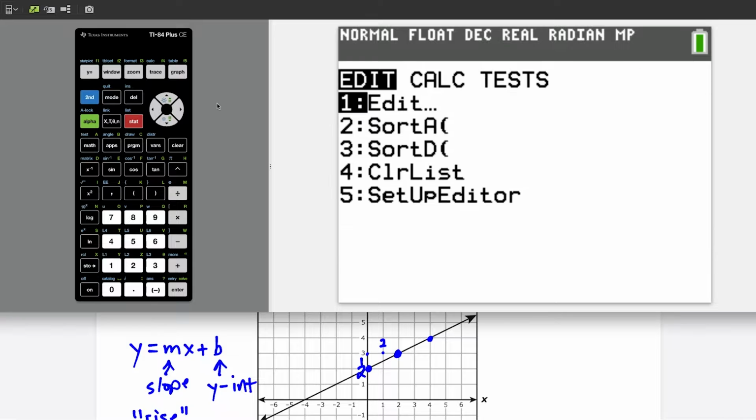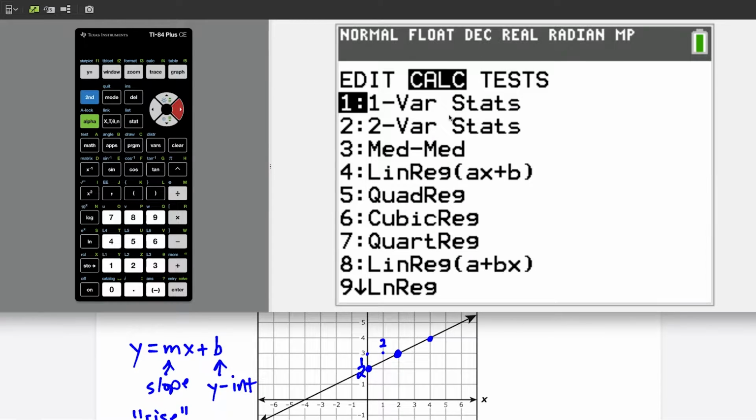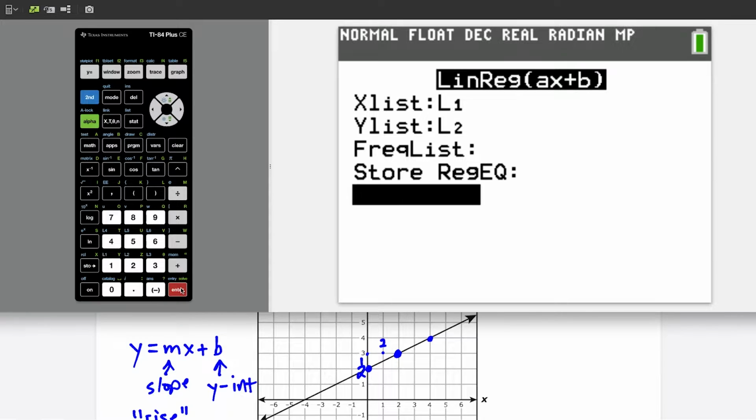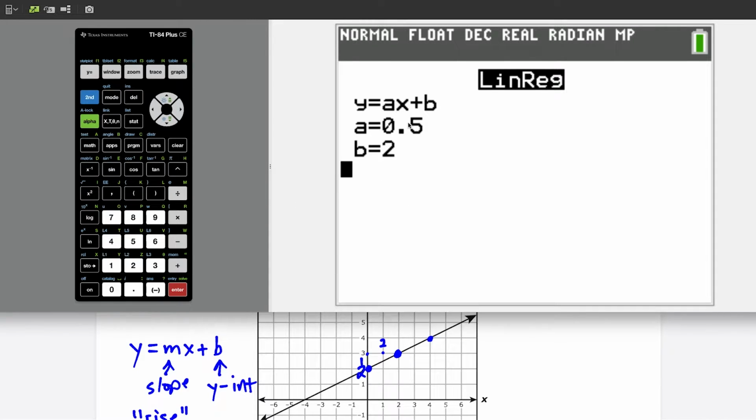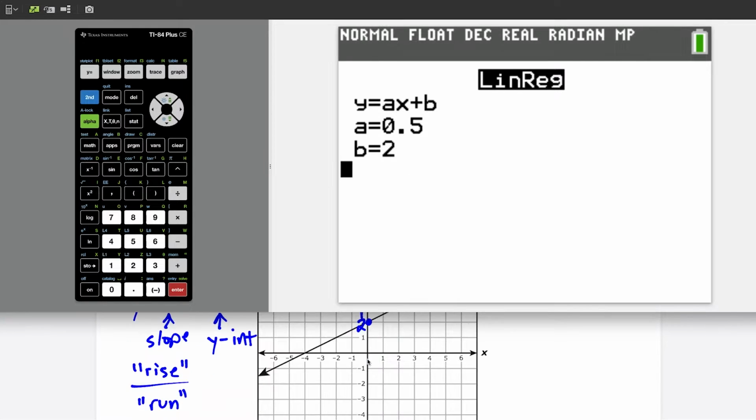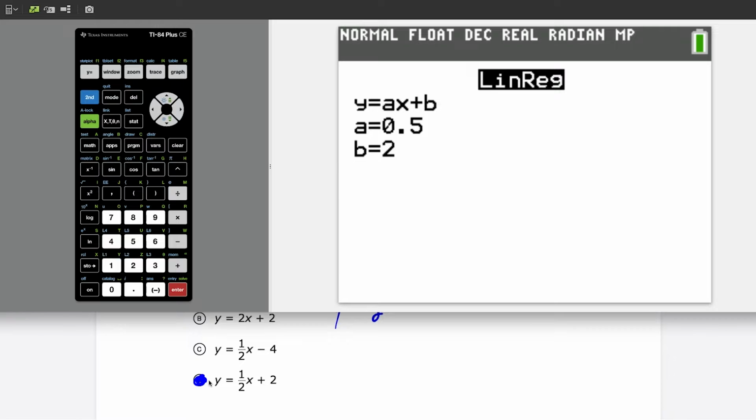And now I could do stat, calculate, linear regression. So that's option 4. And I just press enter all the way through. And notice that it gives us the slope is 0.5 and the y-intercept is 2. It will write the equation of the line for us, and that will also bring us to choice D.